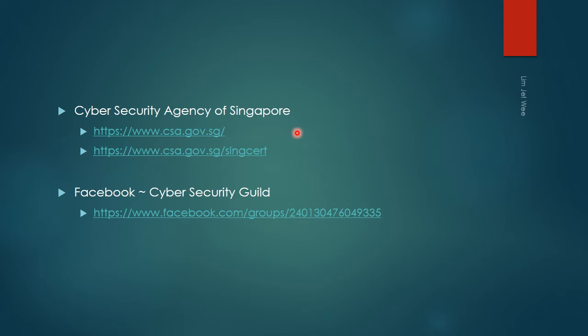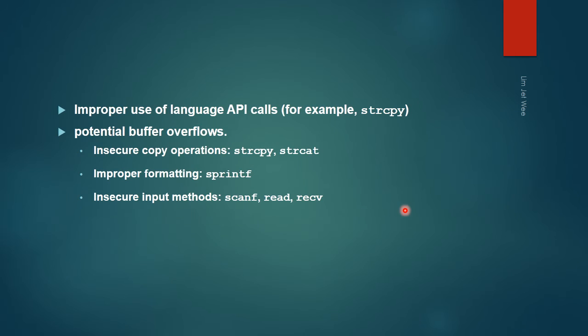We have our own Facebook group. We don't call it a group, we have our own cyber security guild, free for all if anyone wants to join. Then what about other things? Besides getting the information that we want, well, look at some of the dangerous things that you'll be doing.